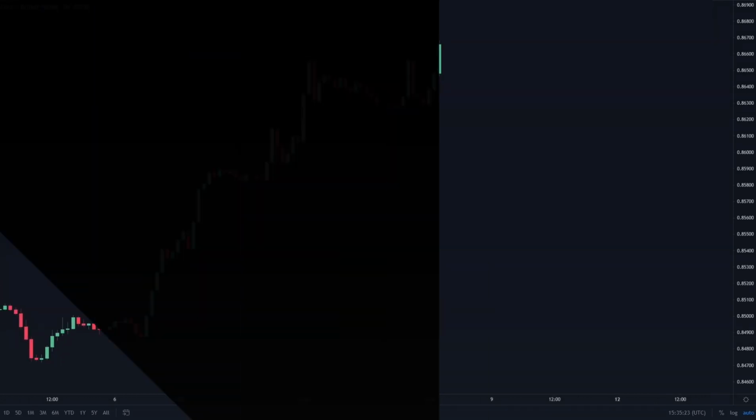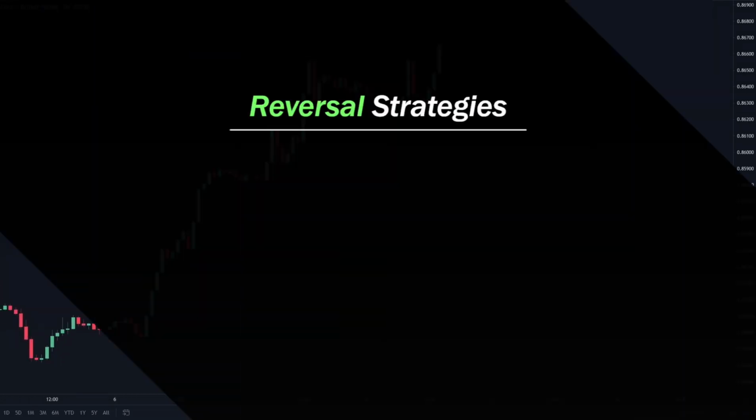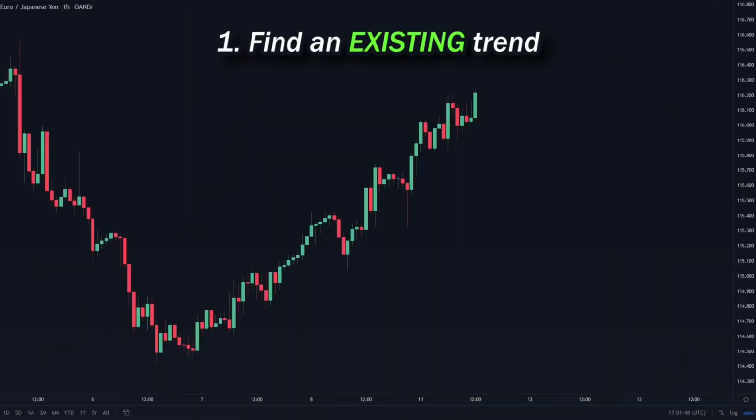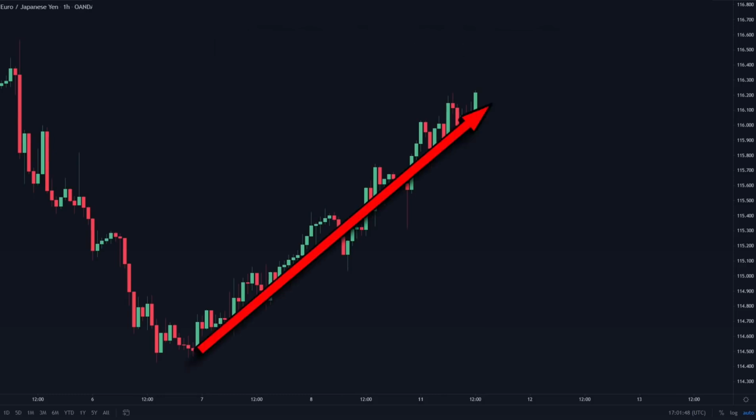So with that being said, here are a couple of strategies that you can use to predict reversals before they happen. The first one is called break of structure, and this is how it works. So first, in order to spot a reversal, the first step is you want to find an existing trend. And in this chart, we actually spotted a clear uptrend here.